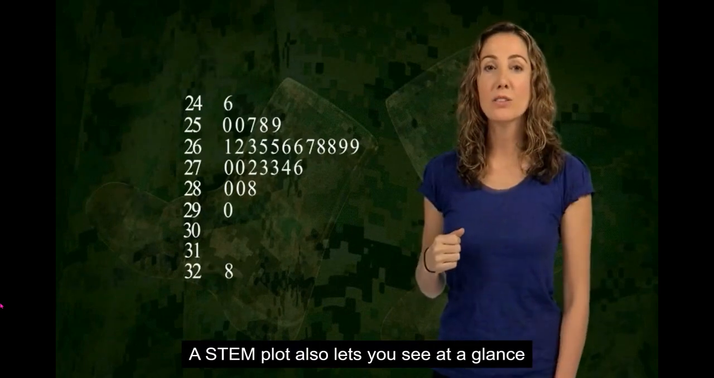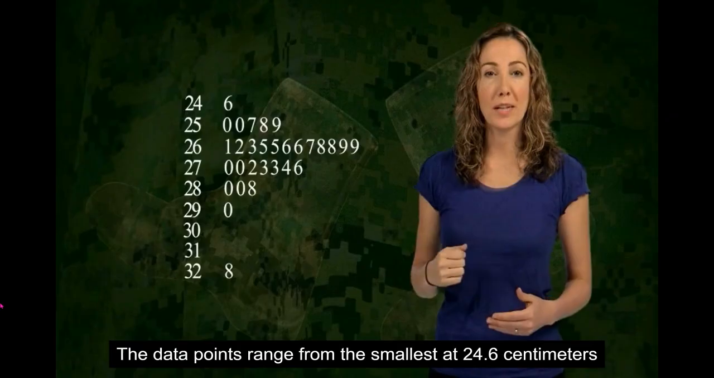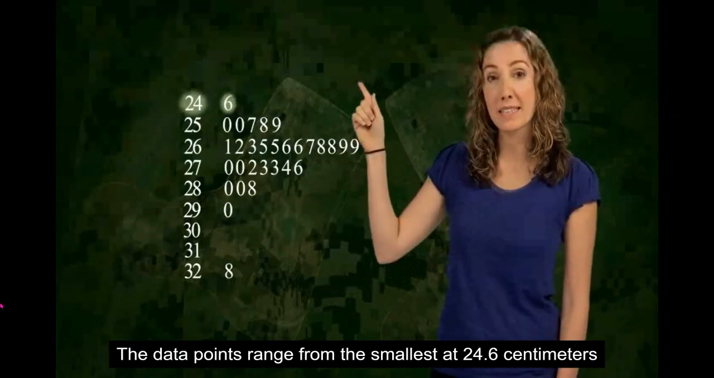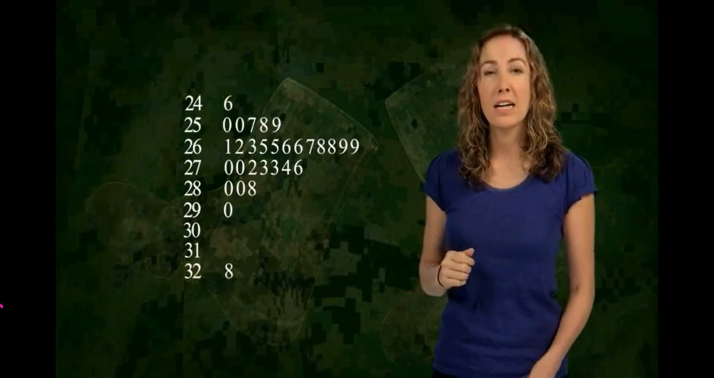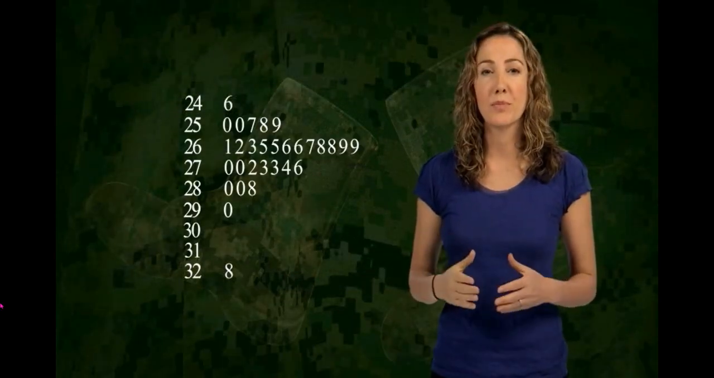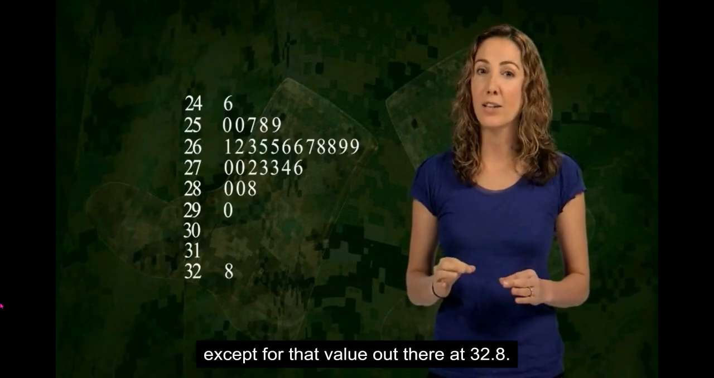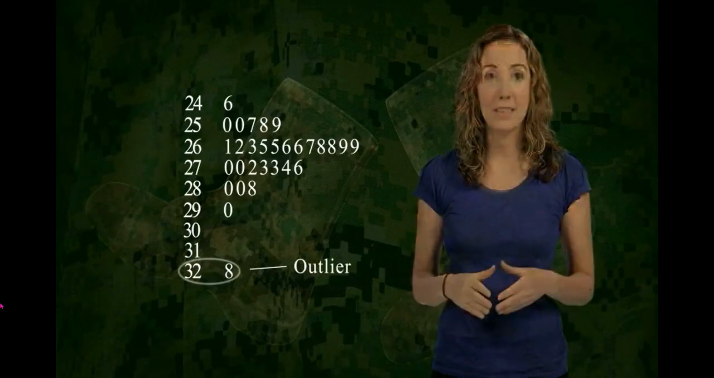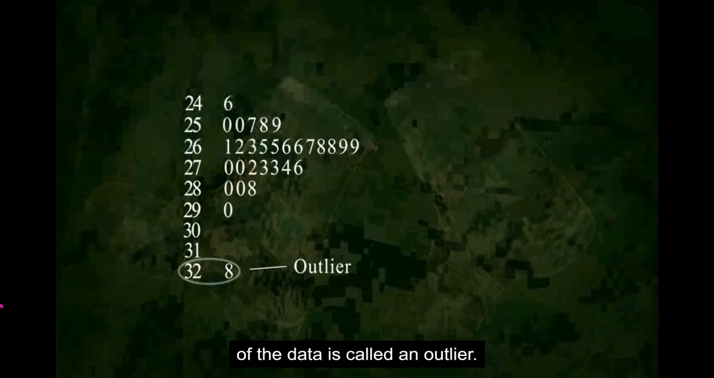A stem plot also lets you see at a glance how spread out the distribution is. The data points range from the smallest at 24.6 centimeters to the largest at 32.8 centimeters. Check out the overall shape too. For the most part, the stem plot looks pretty symmetric, except for that value out there at 32.8. An individual measurement like this one that falls outside the overall pattern of the data is called an outlier.